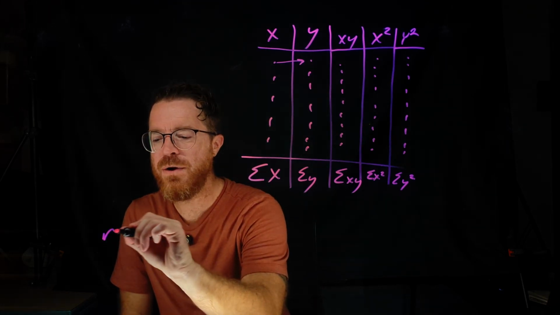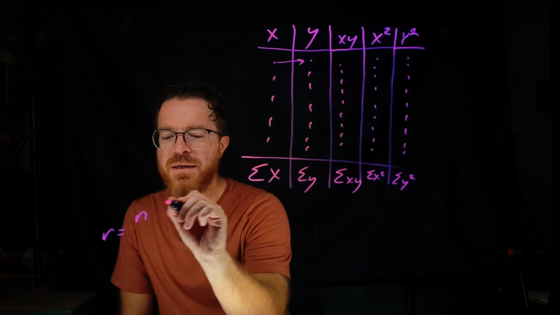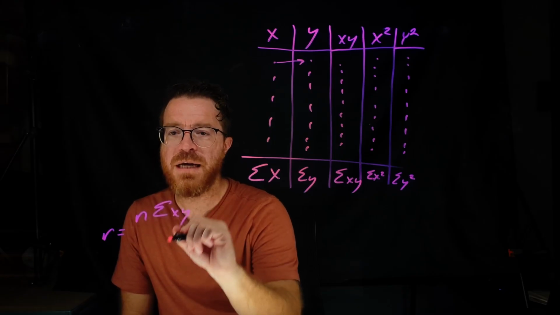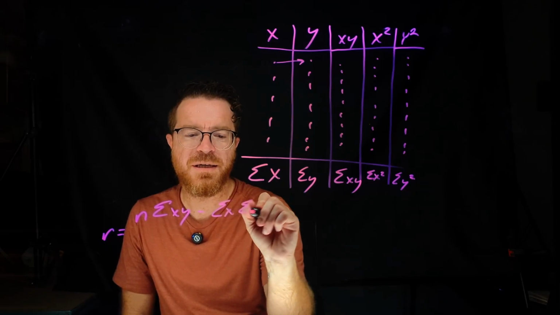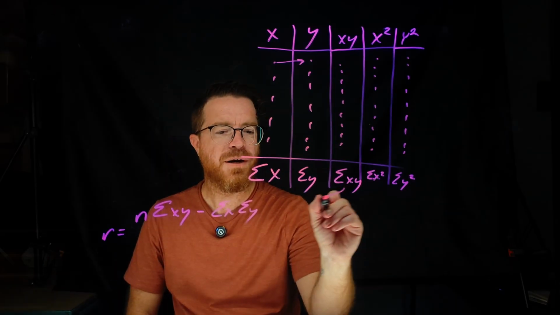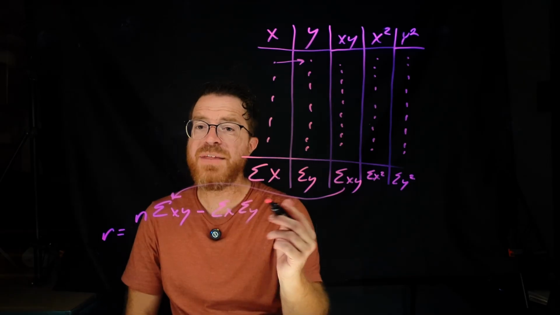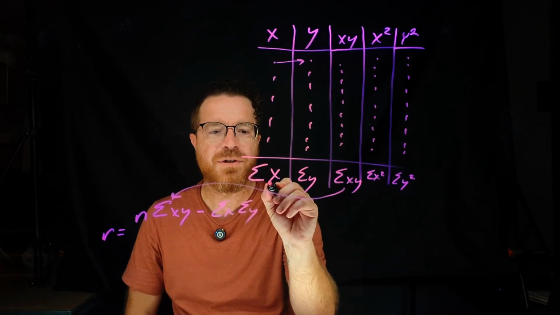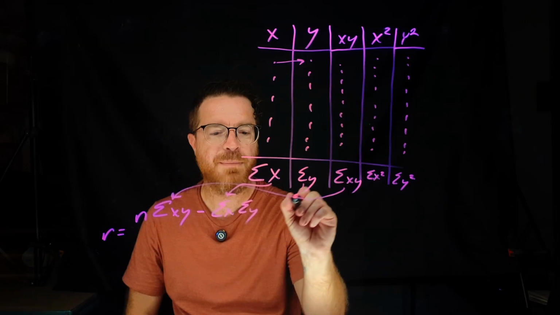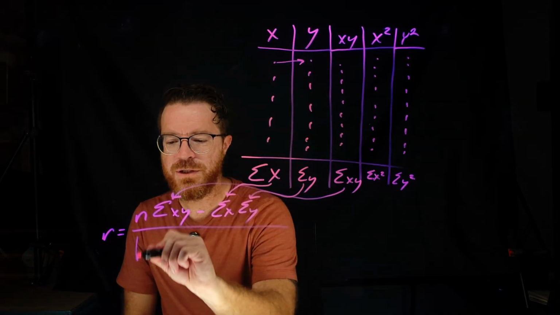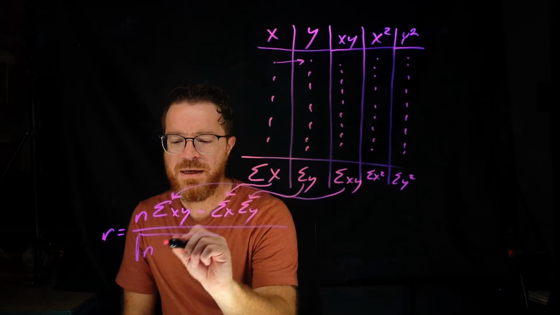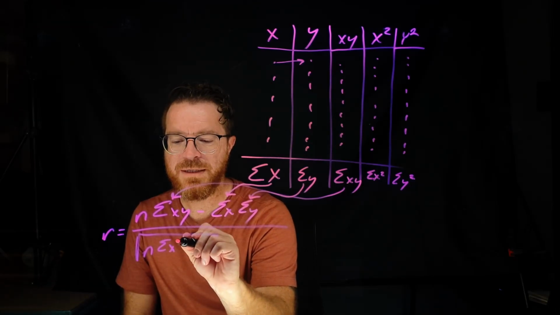So as a reminder, R is equal to N times the sum of X times Y, minus the sum of X times the sum of Y. So from here, we get our sum of X, Y. We already have that number. It's just going to be a number. We have our sum of X. That's a number. We're going to multiply it by our sum of Y. That's another number. And then this is divided by the square root of N times the sum of our X's squared.